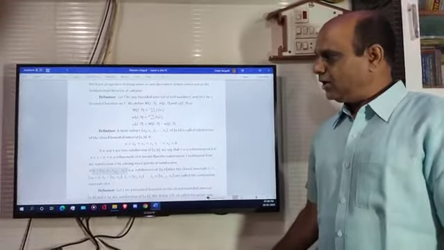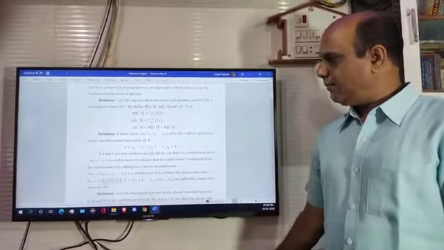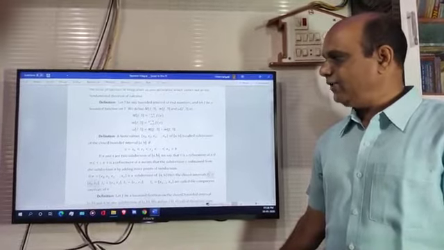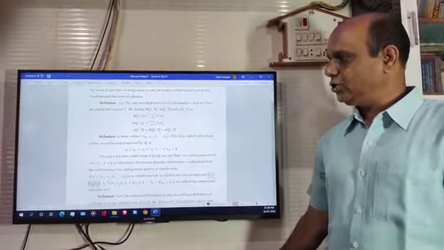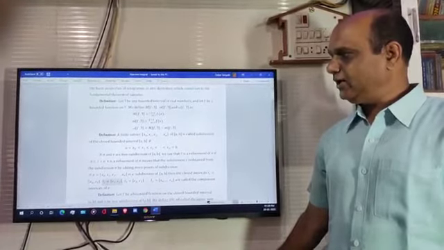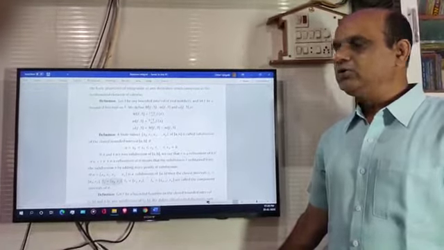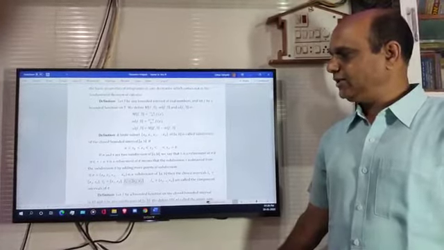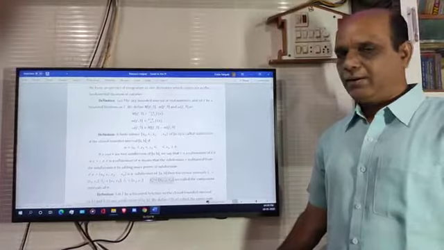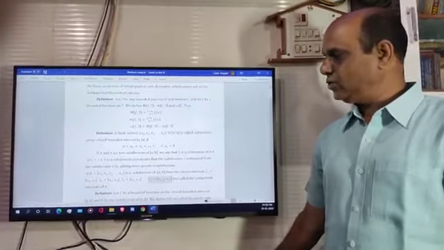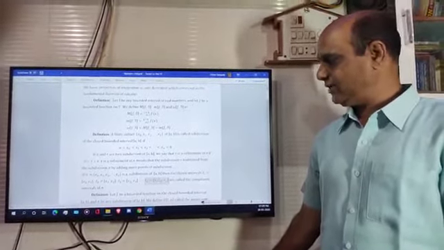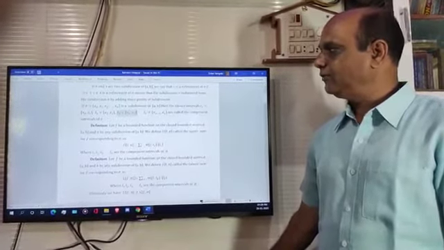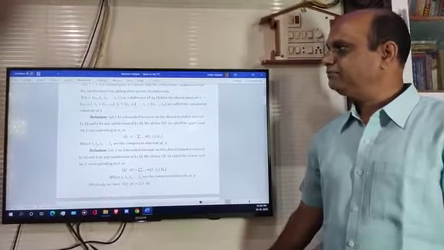Now if this sigma subdivision is like this, the set x0, x1, x2, ..., xn, then we define the corresponding component intervals like this. That is, the first component interval I1 is the closed interval [x0, x1]. The second component interval I2 is equal to the closed interval [x1, x2]. The third component interval I3 is [x2, x3], and so on. The nth component interval In is the closed interval [xn-1, xn]. All these are called the component intervals of the subdivision sigma.